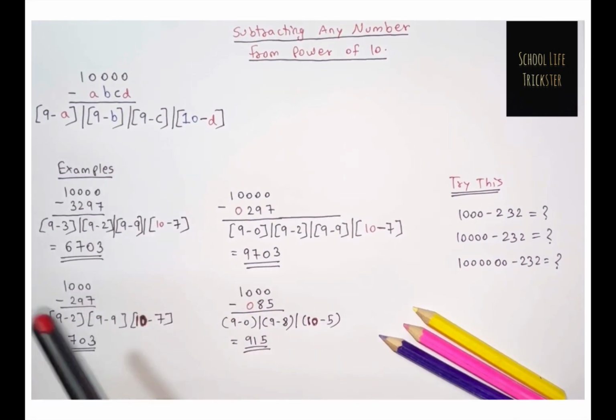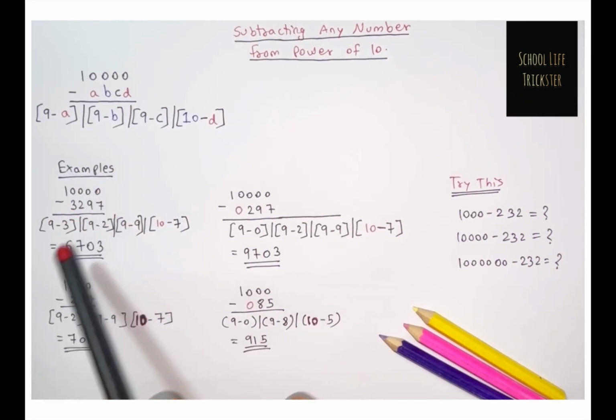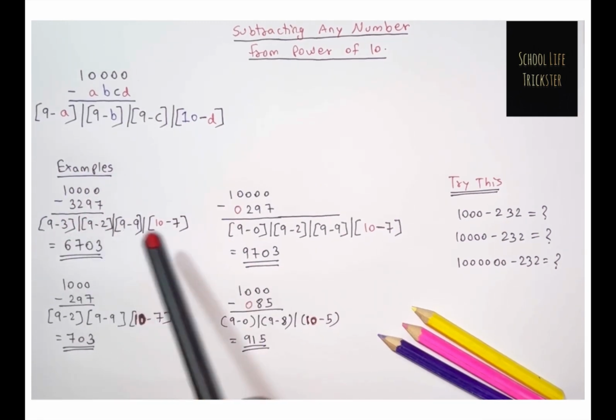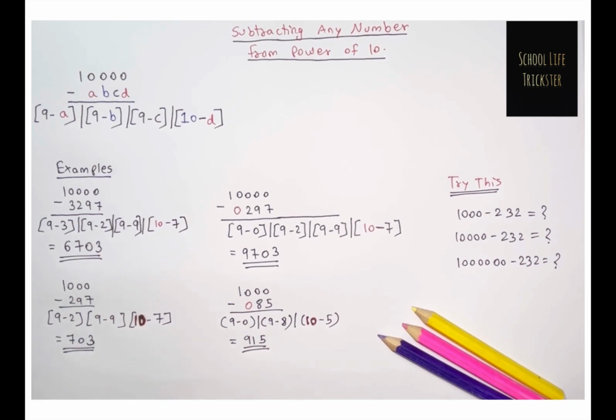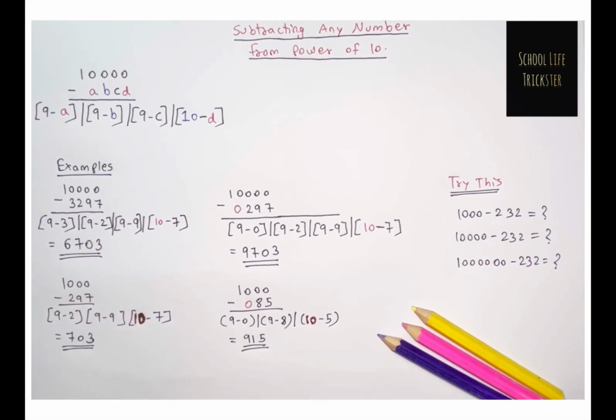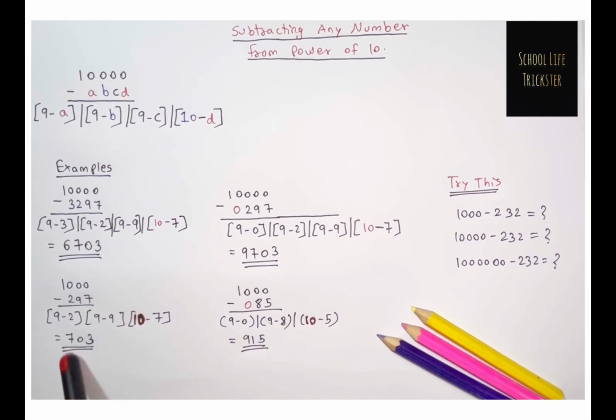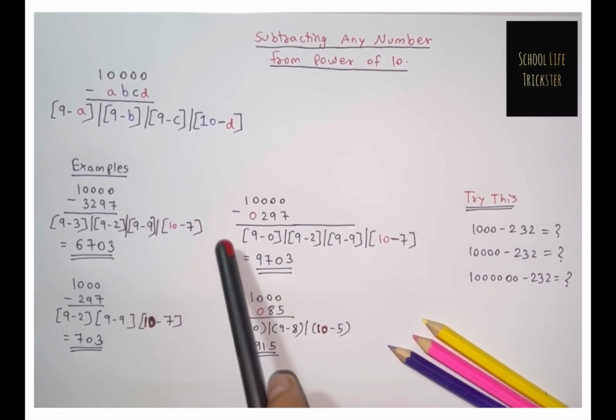Now see examples. 10,000 minus 3297. So as per the trick, 9 minus 3, 9 minus 2, 9 minus 9, 10 minus 7 is 6703. Over here 1000 minus 297. So 9 minus 2, 9 minus 9, 10 minus 7. Answer is 703.